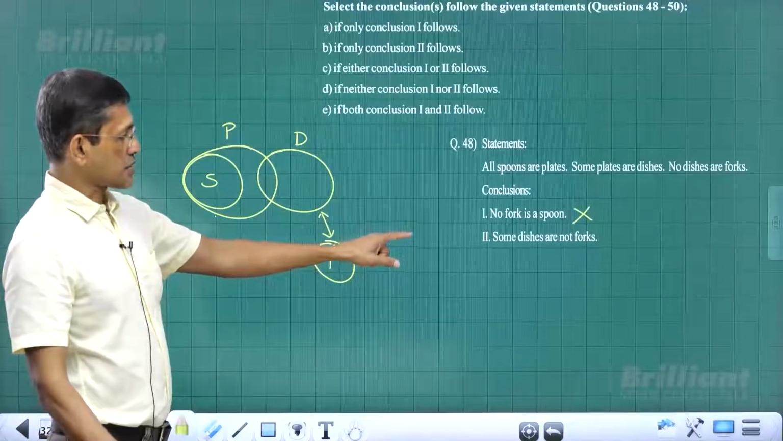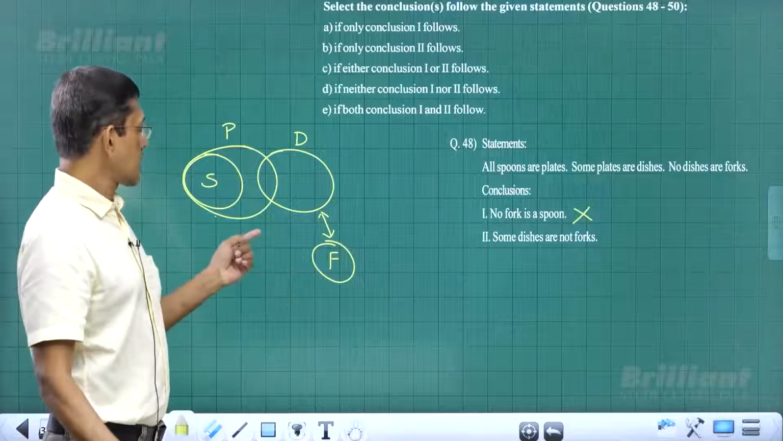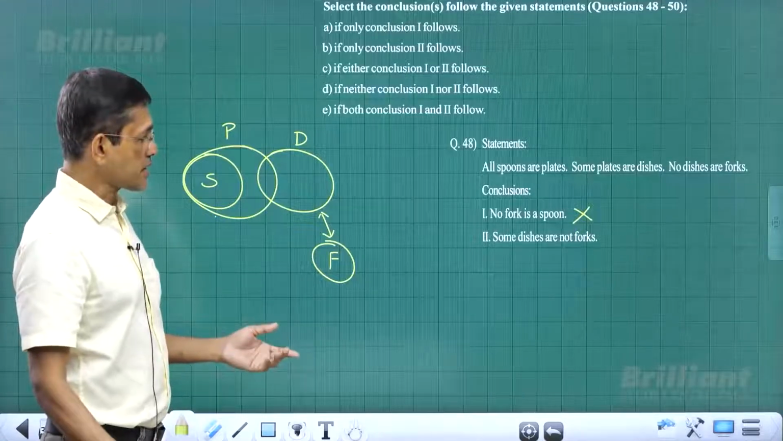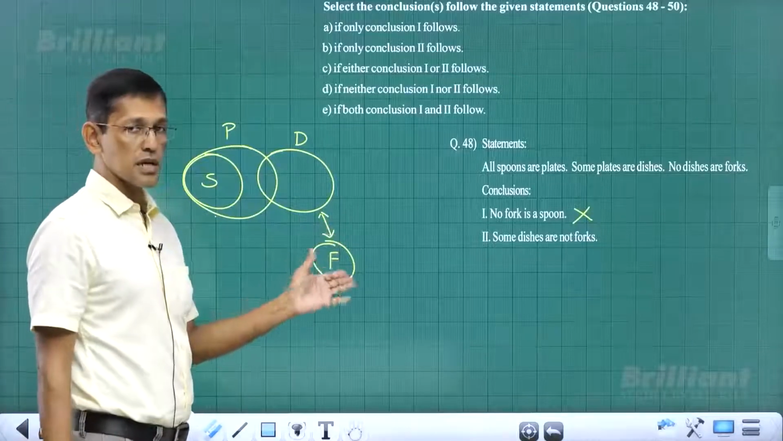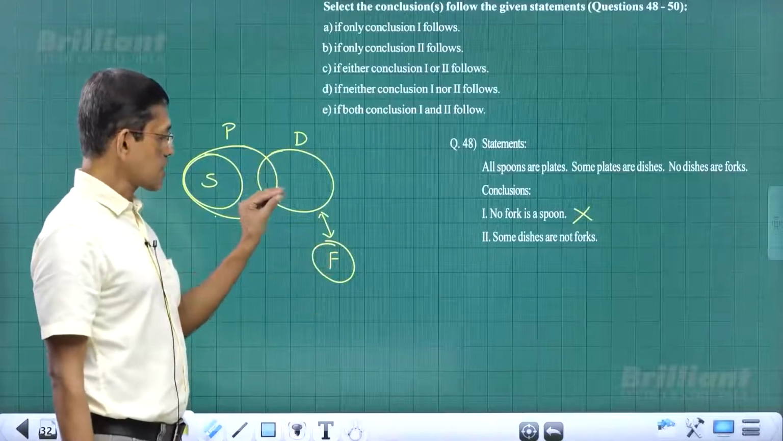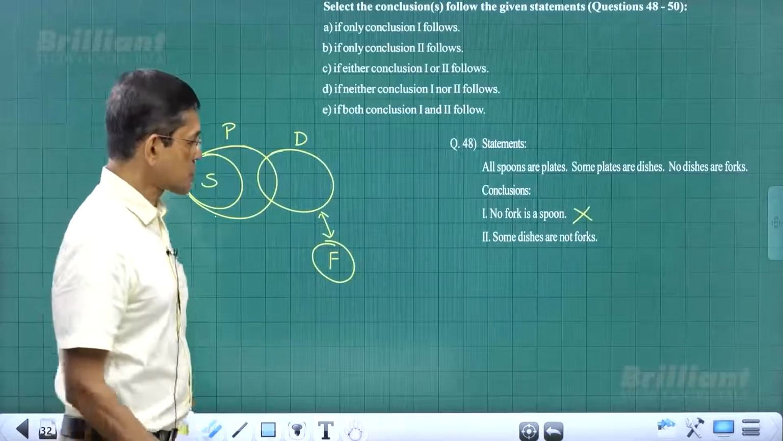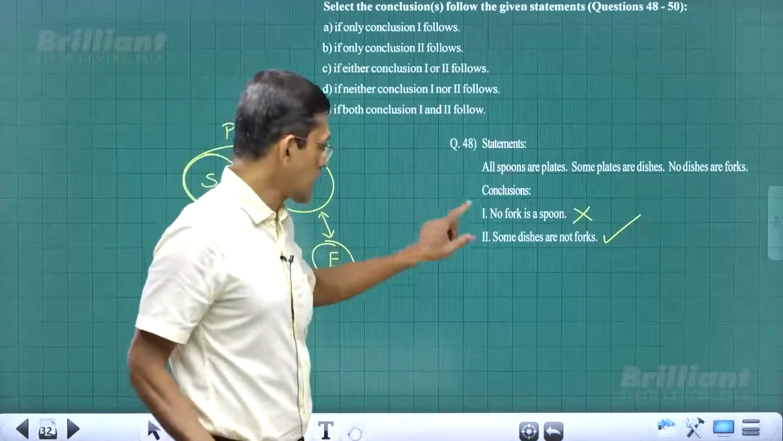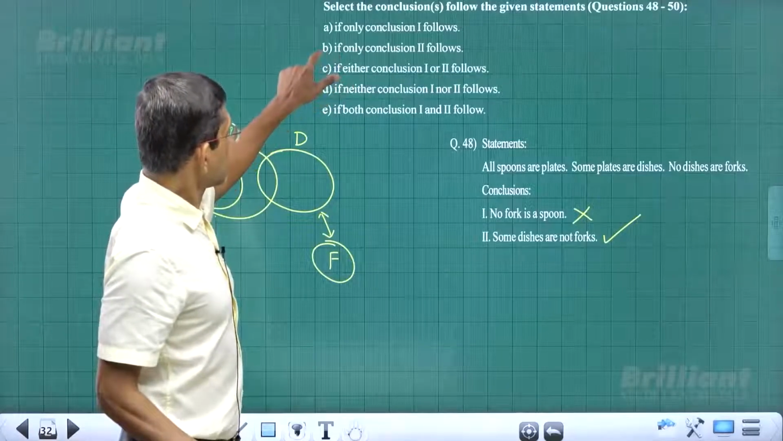Now, second conclusion. Some dishes are not forks. Look at that. Some dishes over here are not really forks. That's correct. However, it's negative, so we have to negate it. When you negate it, that becomes all dishes are forks. Well, all dishes cannot go inside fork because dish and fork cannot intersect. So this diagram doesn't exist, and the conclusion follows. So the answer is only conclusion 2 follows. So mark your answer as B.